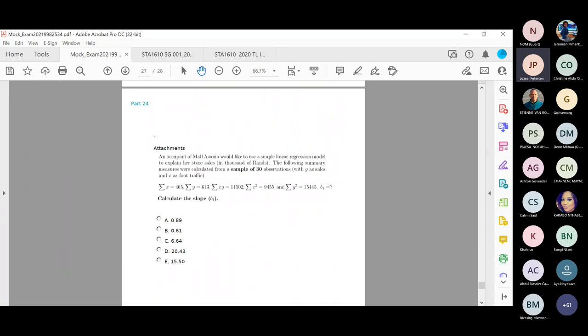Question 24. It has all the summation values that they gave you, and they're asking you to find the slope. So in this instance, the slope, there are formulas. So the slope, which is B1, you can use the template on this one. So the slope is the sum of X and Y minus the sum of X times the sum of Y divided by N, divided by the sum of X squared minus the sum of X, squared, divided by N.